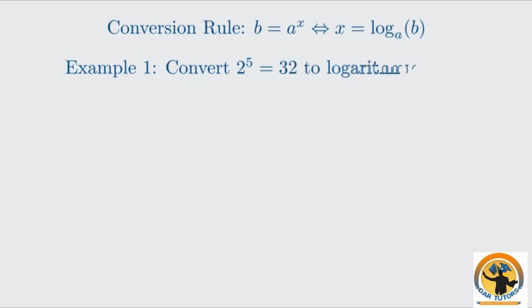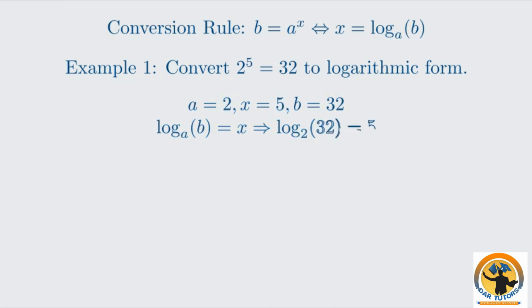Now that we understand the definition, let's practice converting between exponential and logarithmic forms. Our goal is to become fluent in switching between these two representations. Remember our key conversion rule: b equals a to the power of x is the same as x equals log base a of b. Let's start with an exponential equation and convert it to logarithmic form. Consider the equation 2 to the power of 5 equals 32. Here, our base, a, is 2, our exponent, x, is 5, and our result, b, is 32. Applying the rule, we get 5 equals log base 2 of 32. This statement is true because 2 raised to the power of 5 is indeed 32.